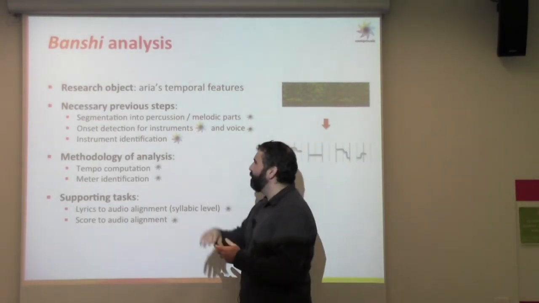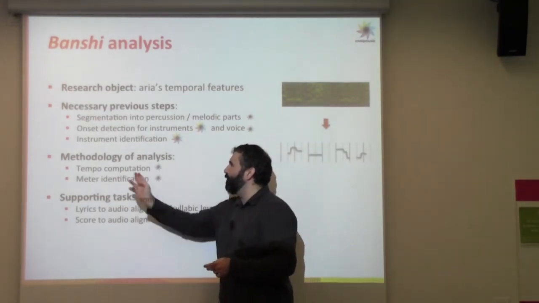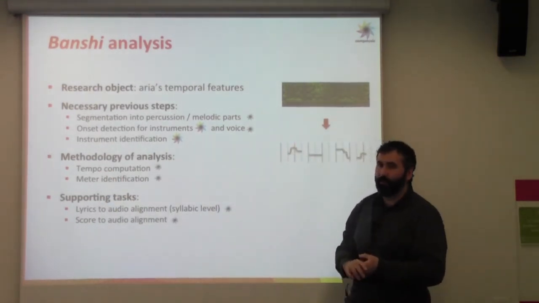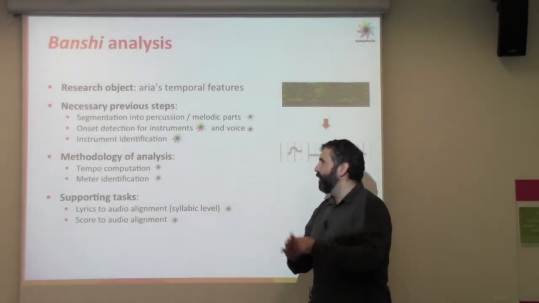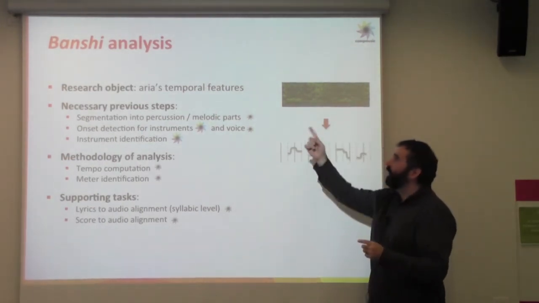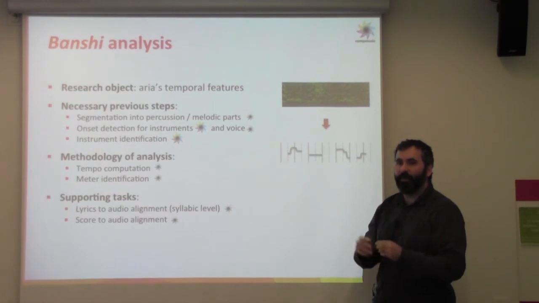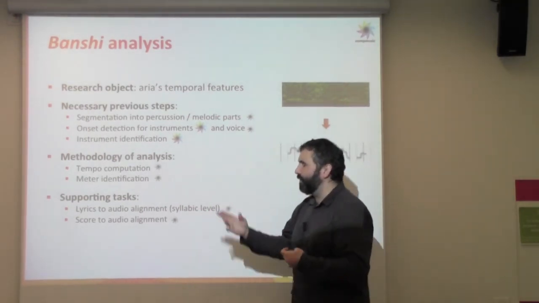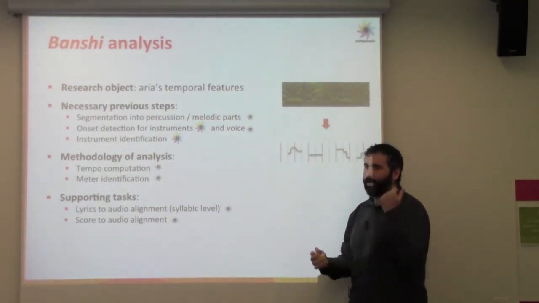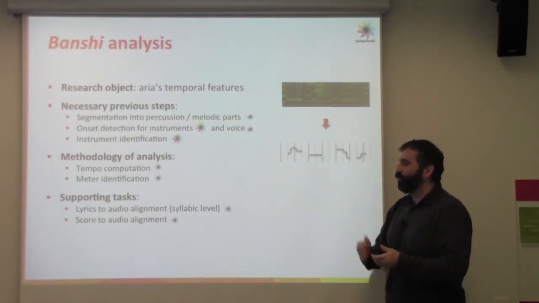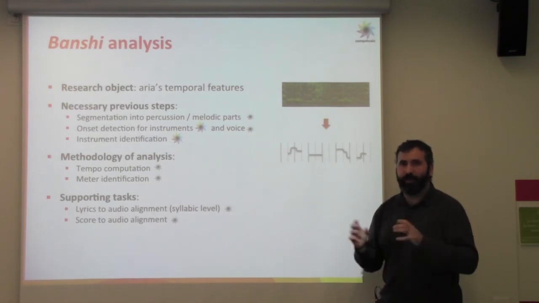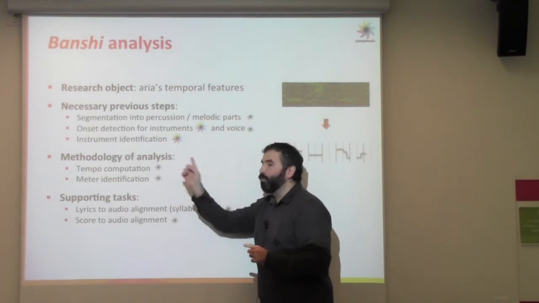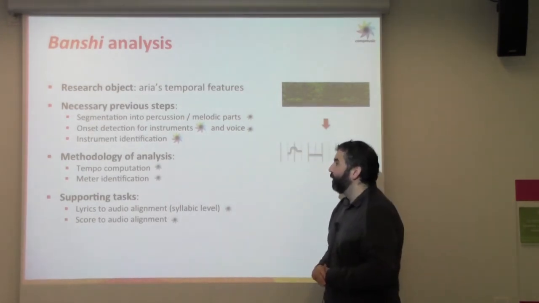So once we've done these steps, the analysis consists in the computation of tempo and identification of meter. As we saw, Banshi is defined mostly by a tempo range and a meter. So in order to identify those and analyze how they work, we need to compute the tempo and meter. There's some difficulties and challenges working with that, as we listened to the sample before. There's a lot of flexibility in the tempo and in the performance of the rhythm. So we have to handle that. We haven't started yet to work with that, but it's in our schedule.